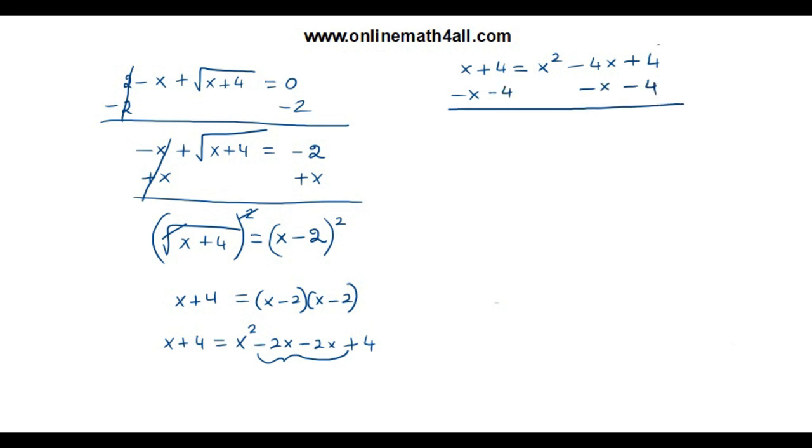So when you subtract x and 4 from both sides of the equation, the negative x, positive x will cancel out here, negative 4, positive 4 will cancel, we just get 0 on the left side. On the right side we have x squared, negative 4x, negative x will become negative 5x, and this positive 4, negative 4 will cancel out. Okay, now we have 0 is equal to x squared negative 5x, or the same equation can be written as x squared negative 5x is equal to 0.